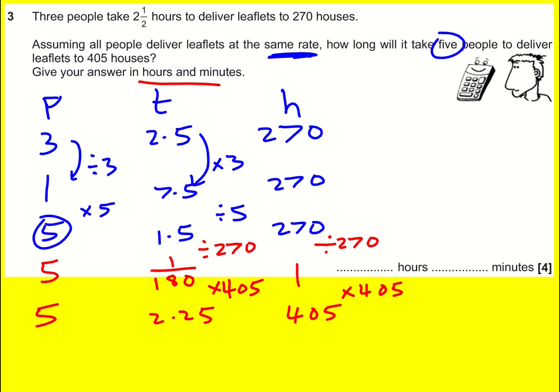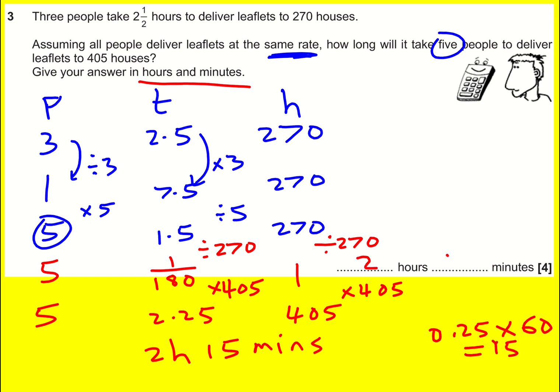And they want it in hours and minutes, so I'm going to have 2 hours, and 0.25 is actually a quarter, which is 15 minutes. It's not 25 minutes. What we have to do really is do 0.25 times the number of minutes in an hour, and that will give us 15. 2 hours, 15 minutes.